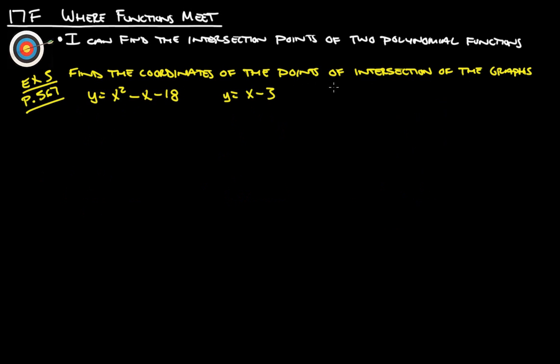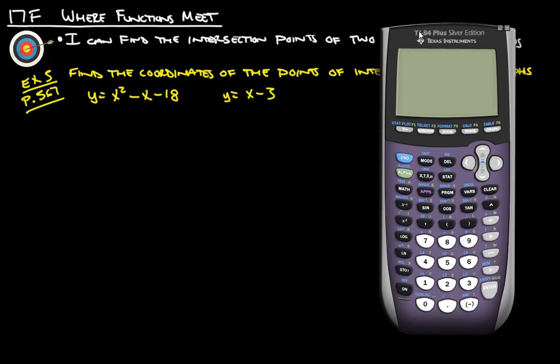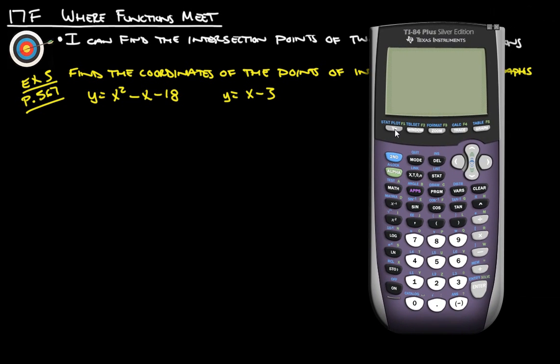Find the coordinates of the points of intersection of the graphs. This is example 5 from page 567, and here are our two equations. Really, the easiest way to do this is to keep using our graphing calculator. So we're going to turn this on. Press Y equals, and we're simply going to put this equation in for the first y, and then this for the second y, and then graph it.